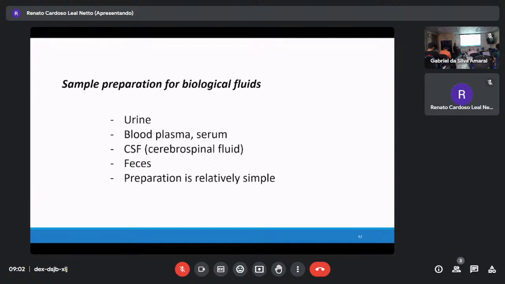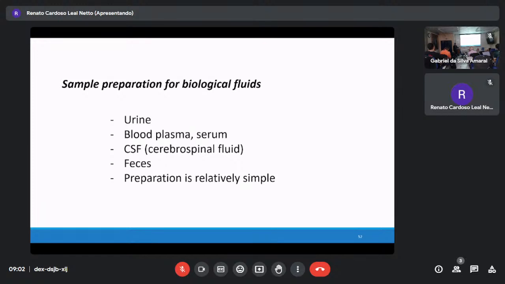Here, sample preparation for biological fluids. Plant cases, except for cell culture, most cases leaf, root, or flower, use the same extraction strategies. But biofluid is already filtered by the human. So depending on the fluid, you have to use different types of preparation. The easiest one is what? Urine, because it's already liquid, and then blood plasma and serum.